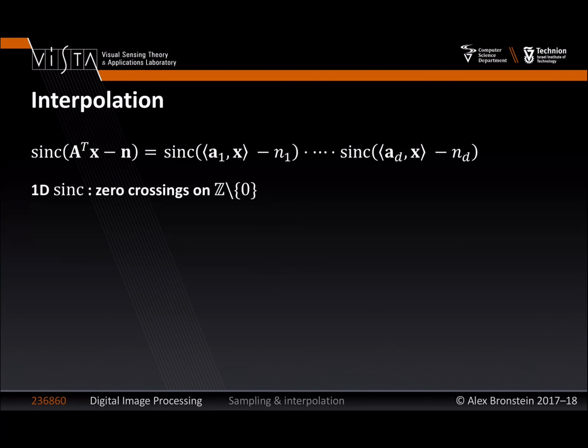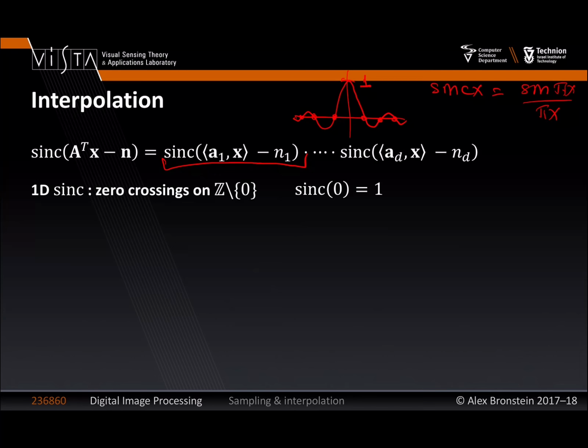Now, again, a 1D sinc looks like this. It is sine, so sinc x equals sine pi x over pi x. And it is defined to be 1 at 0, because this is just a singularity that can be removed. It assumes the value of 1 at 0, and then it has zero crossings at all the integers except 0. So it has zero crossings at Z minus 0, and at 0 it is 1. This is the one-dimensional sinc.